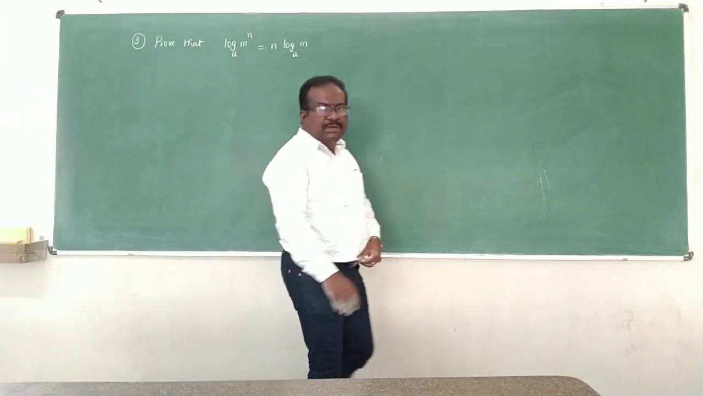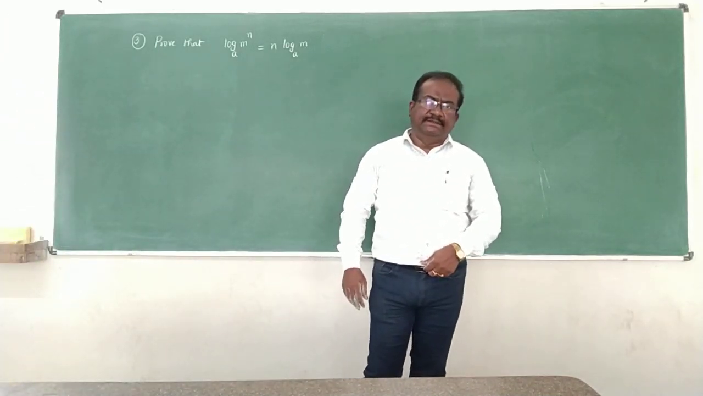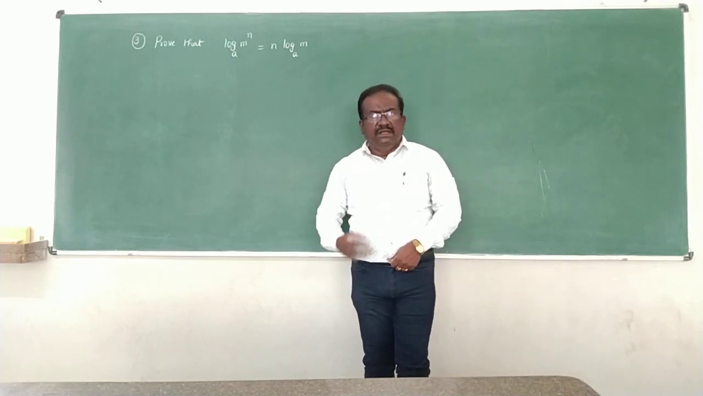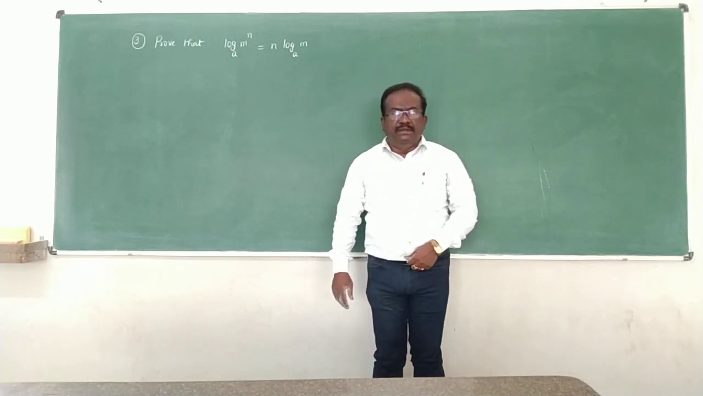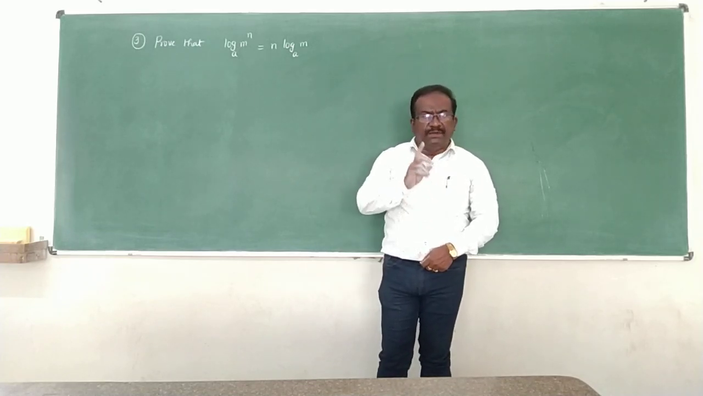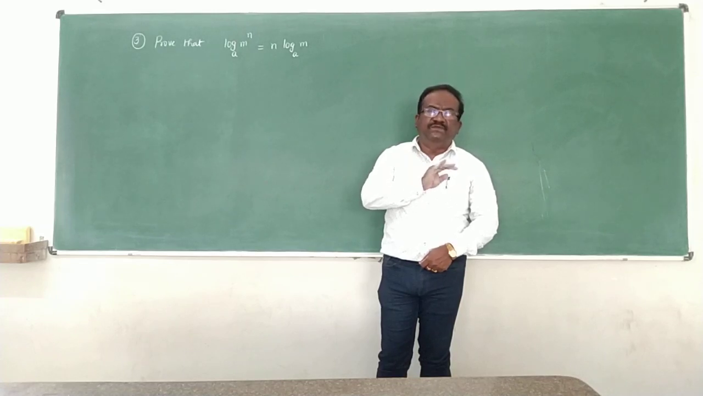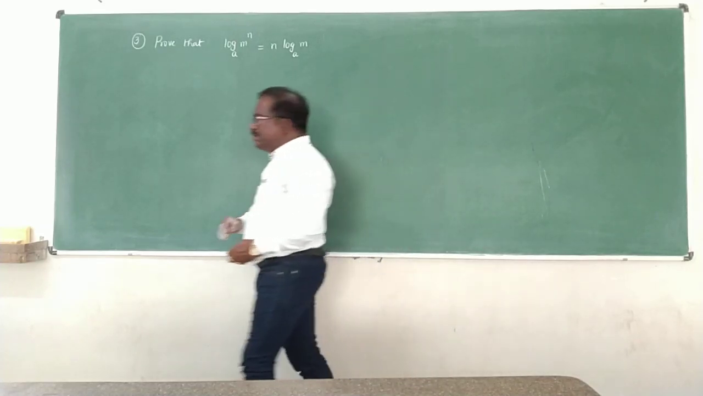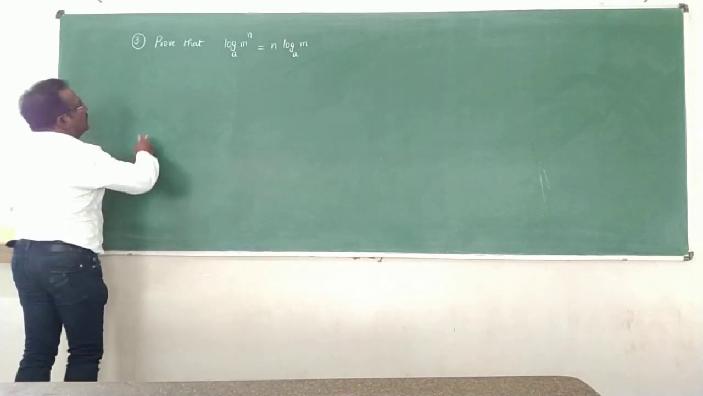Now, let us see property 3, children, in logarithms. We have discussed already 2 important properties, children. Now we are learning property number 3. Very, very important, children, all these properties. Property 1, 2, 3, 4. These 4 properties are most important, children. Now, let us know the proof of property number 3.